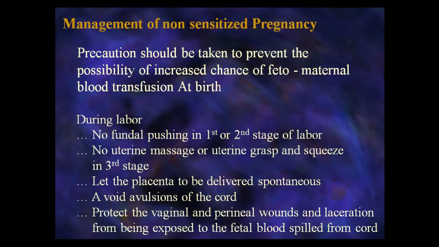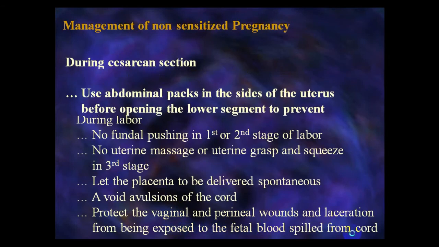And what about the management of the non-sensitized pregnant woman? Precautions should be taken to prevent any increased chance of fetal-maternal blood transfusion at birth. During labor, no fundal pushing in the first or second stage. No uterine massage or uterine grasp and squeeze in the third stage. Let the placenta deliver spontaneously. Avoid avulsion of the cord. Protect the vaginal and perineal wounds and lacerations from being exposed to fetal RBC spilled from the cord of the fetus.